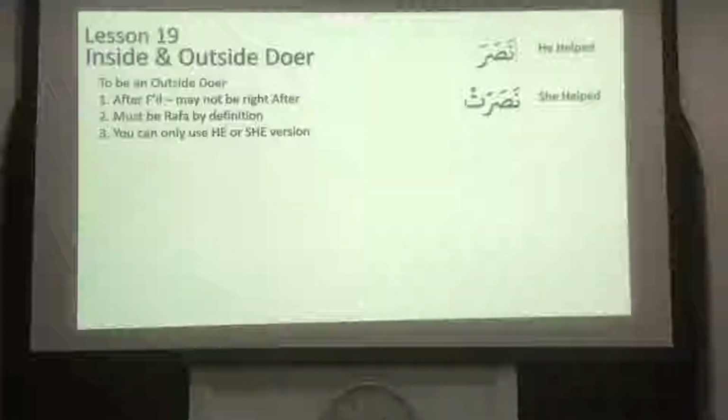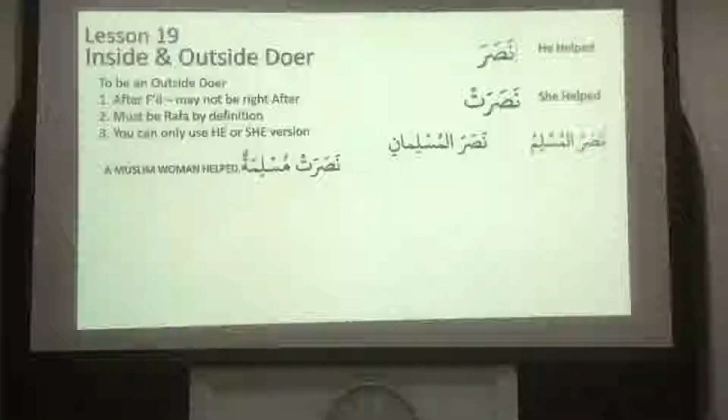It must be rafa by definition, because that's the doer. That's the basic definition of the doer. It has to be rafa. And you can only use the he or she version. The next thing, like we said, nasarat muslimatun. Although muslimatun is one Muslim, it's feminine, that's why you use nasarat.